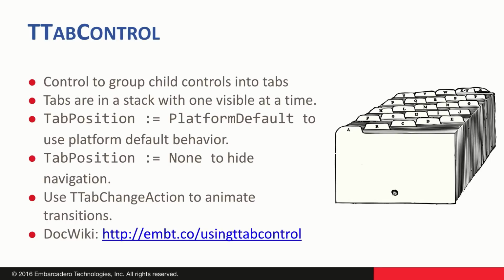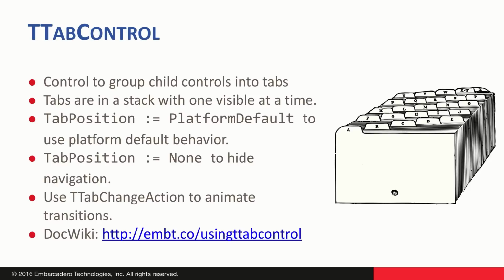You can set the tab position, though, to the platform default, which in Starter Edition, since Starter Edition only does Windows, isn't a big deal. But if you later upgrade to Pro and you deploy it on iOS, for example, iOS says that your tabs should be at the bottom. And so it'll automatically move those tabs to the bottom. So if it's platform default, it'll be on the top on Windows, bottom on iOS.